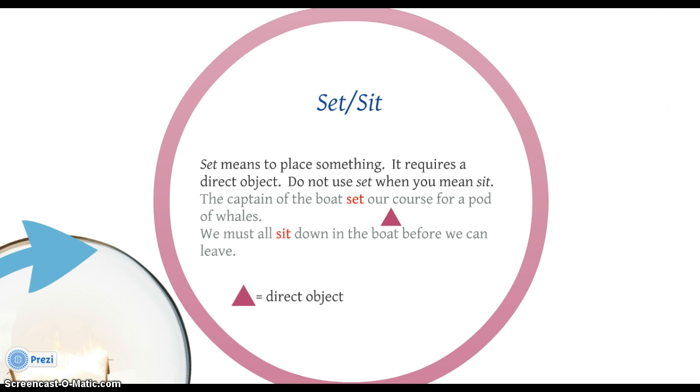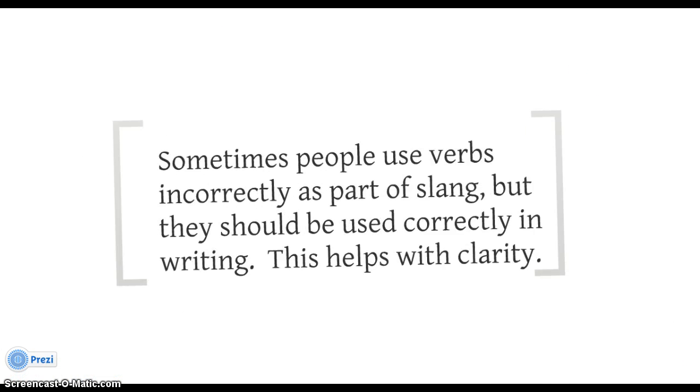Then we have our other example. We must all sit down in the boat before we can leave. Sit is an action. There's no direct object. We must all sit what? We don't have a sit what. We have a sit how. Sit down. So you have to be careful using the verbs set and sit.